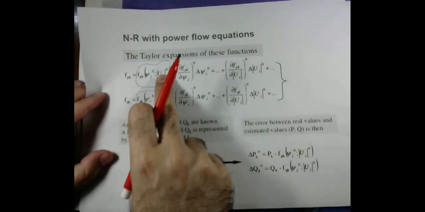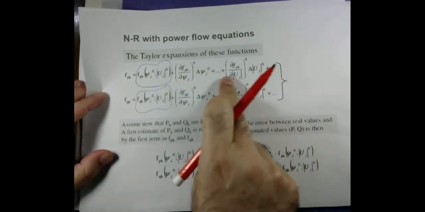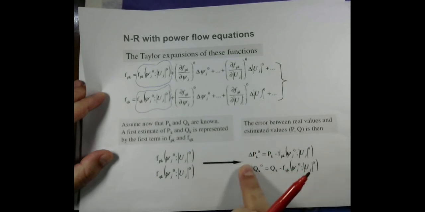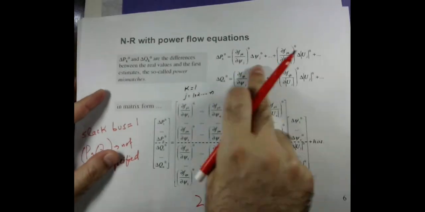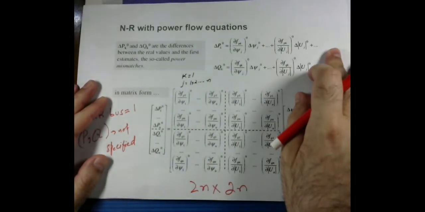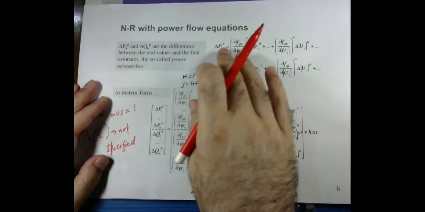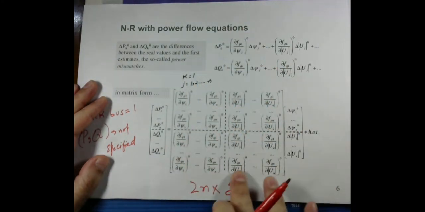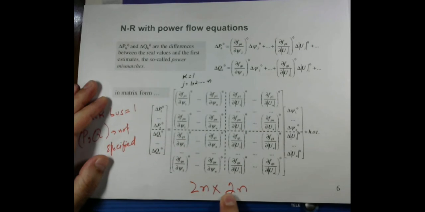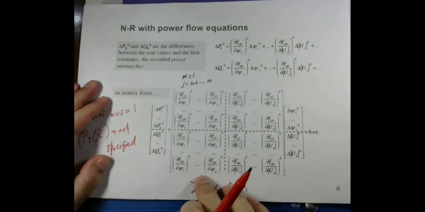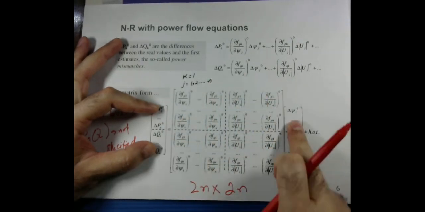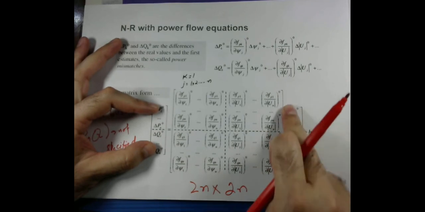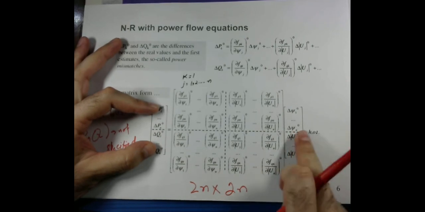Now putting these two terms on the other side, the remaining terms will be equal to the error, or what we call the power mismatches. As I mentioned a couple of times, we assume that the error is small, so we ignore the higher order terms. These power mismatches are then written in matrix form involving 2n cross 2n elements. These are the power mismatches, this is the Jacobian matrix, and that is the error in the estimates, angle and voltage, and we ignore the higher order terms.